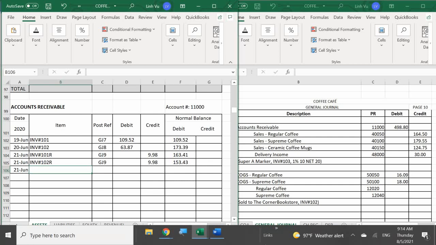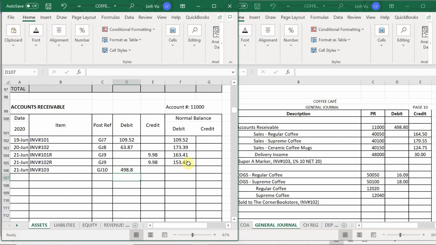Invoice number one. Journal entry. Net debit amount of 498.80. What's my ending balance in my accounts receivable account? I got 650.20. Good, right? Good.